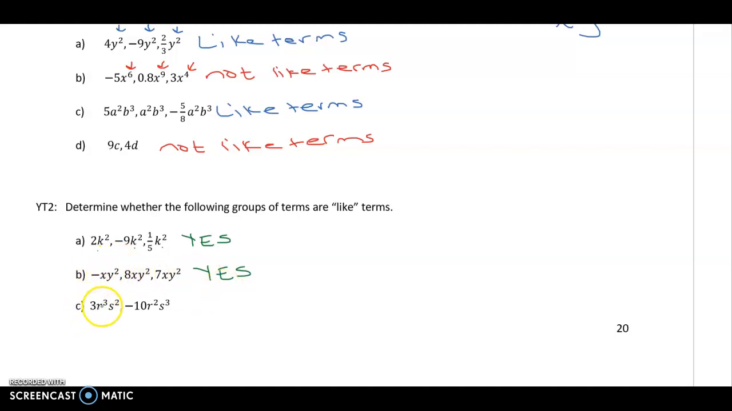And then on part C, we have r to the third s squared. And then we have r squared s to the third. Those look very similar, but they are not the same. So those are not like terms.